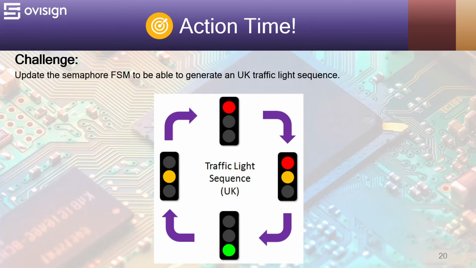Here is a challenge for you. Update the Semaphore FSM to be able to generate a UK traffic light sequence. The inputs and outputs should remain the same, but you should modify the next state code to satisfy the requirement. I recommend adding a new state where you set both red and yellow for 10 clock cycles. I'm sure that this is easy for you at this point in the course. Good luck!